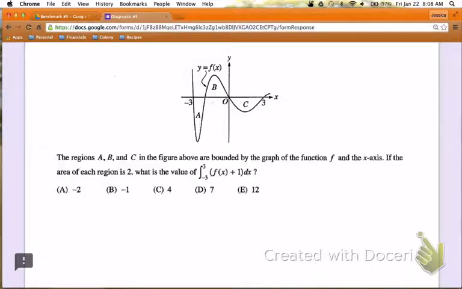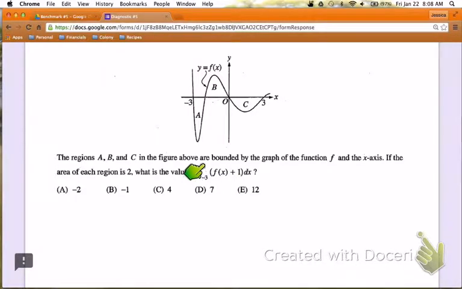So, I'm going to be honest with you, there's a lot going on in this equation, so let me break it down for you guys slowly. First of all, let's figure out what they're asking us to do. It says if the area of each region is 2, what is the value of this integral from -3 to 3 of f of x plus 1? So a couple things we're looking at here.